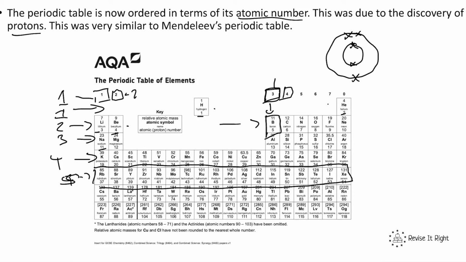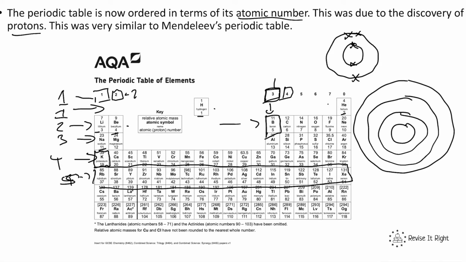Let's try again. Let's do potassium. Potassium is in period 4, so we know it's going to have 4 shells. We also know it's in group 1, so we know it's going to have 1 electron in its outer shell. And therefore we know that every other shell is going to be full. So we know that this is going to be the electronic structure for potassium. So it's important to understand here that the group number tells you how many electrons are in the outer shell, and the period number tells you how many shells the electrons have.